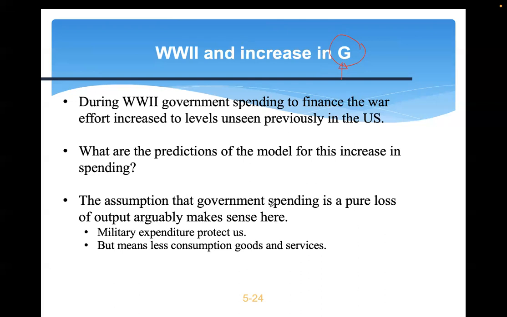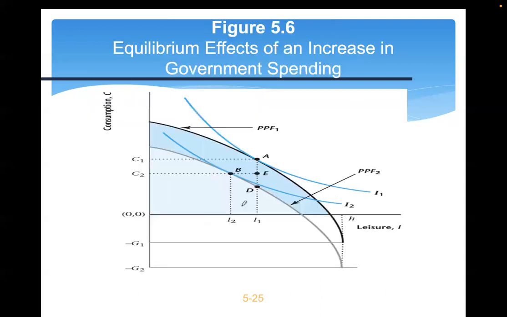For now, we need to make a few assumptions to make some predictions. We are going to assume the government spending is a pure loss of output. Certainly this is not true, but for now, just for simplicity. As a matter of fact, military expenditure provides production for us. But for now, it is going to mean less consumption goods and services. Now let's see what happens in the model.